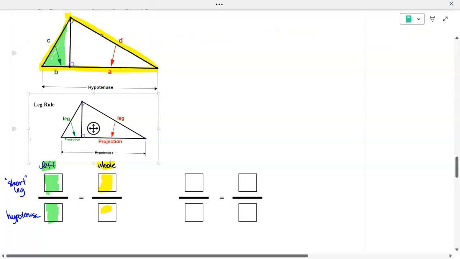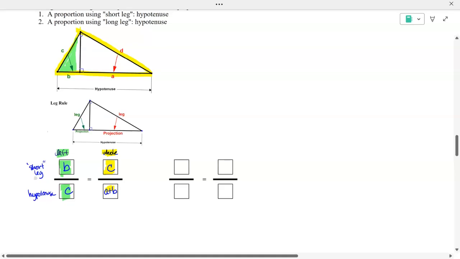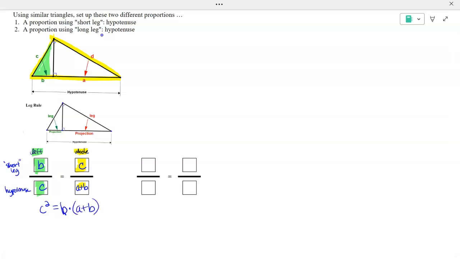Okay, so if we look at this left green triangle, the short leg in this particular case we see is marked as B. And the hypotenuse in this green right triangle is just going to be a length of C. Now, if we look at the overall triangle here, the short leg ends up being C, and the hypotenuse ends up being the entire hypotenuse, which is just going to be A plus B. So you can see here, if you cross multiplied, you'd get C squared equals B times A plus B.